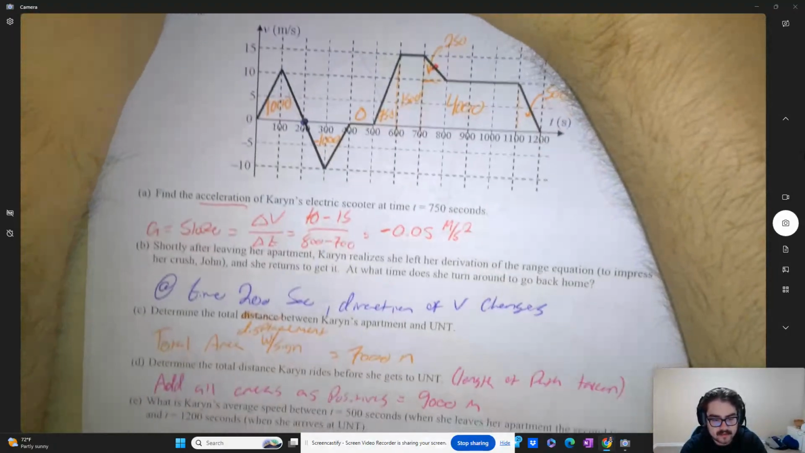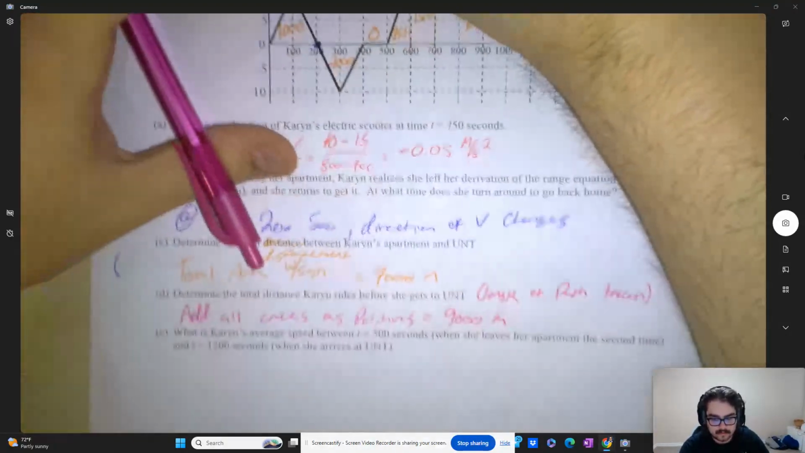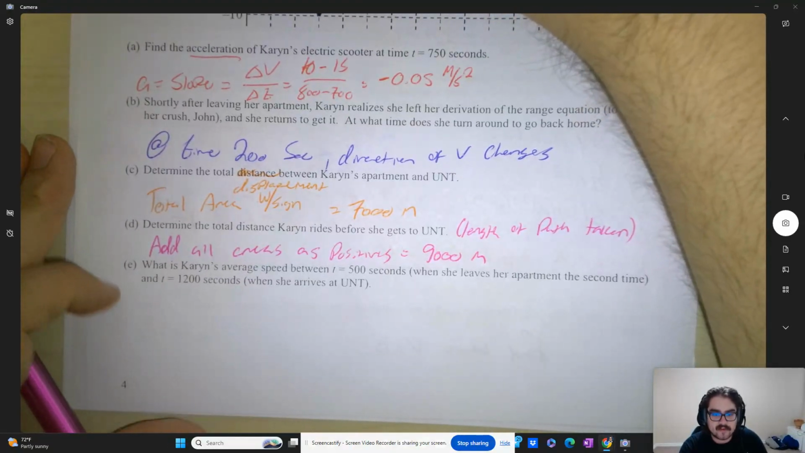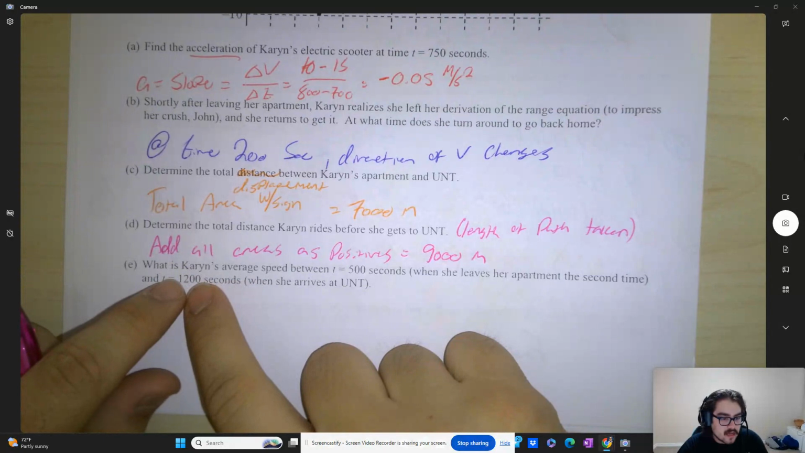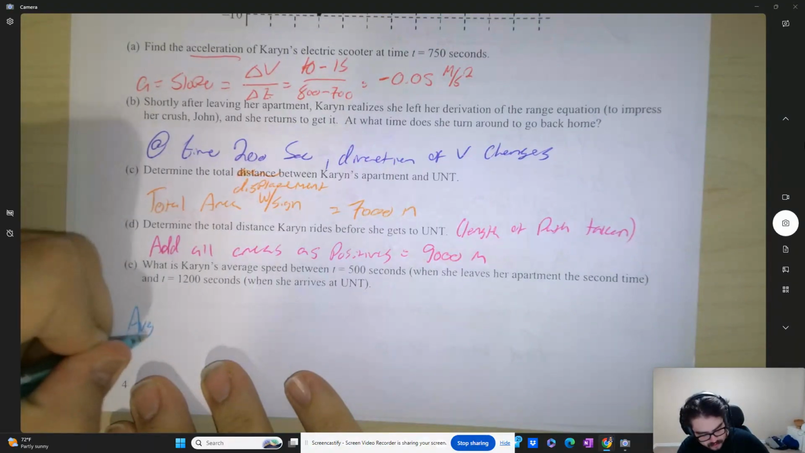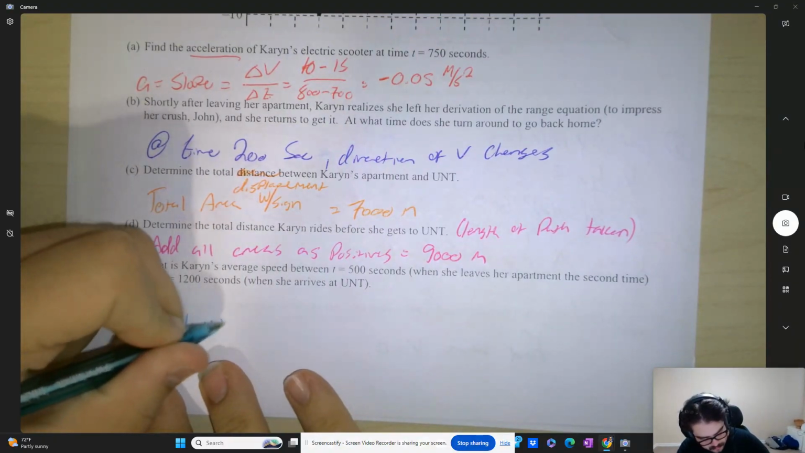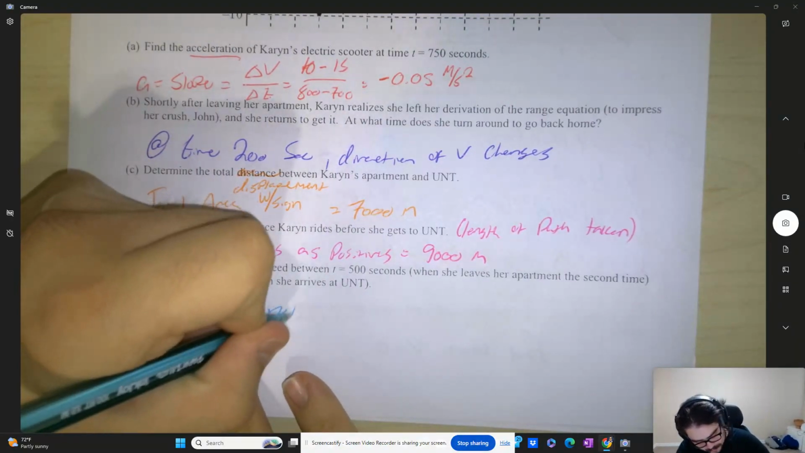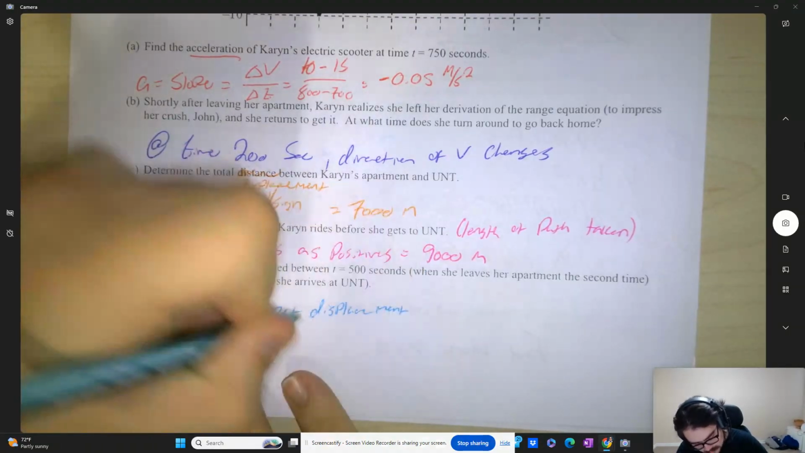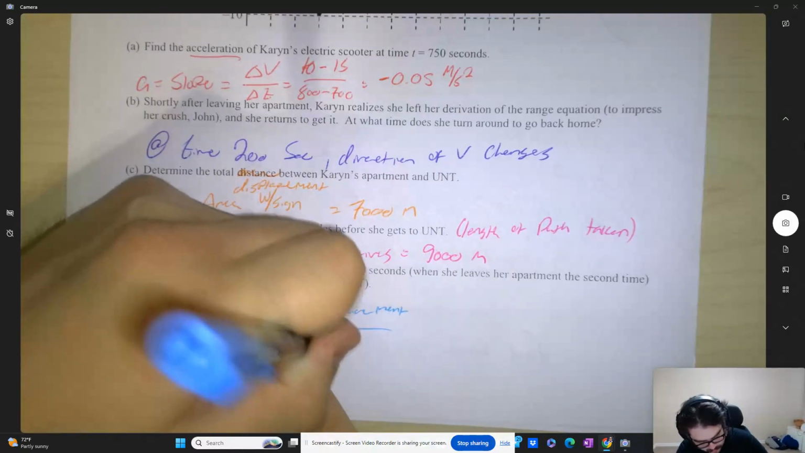And then her average speed. So what is her average speed between t equals 500 seconds and 1,200 seconds? The way to do this is that the average velocity is simply the net displacement over the time it takes to do it, right?